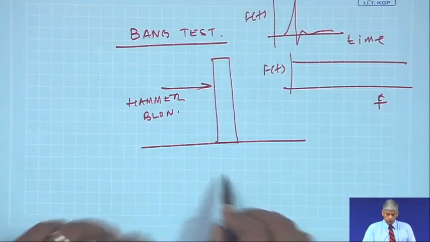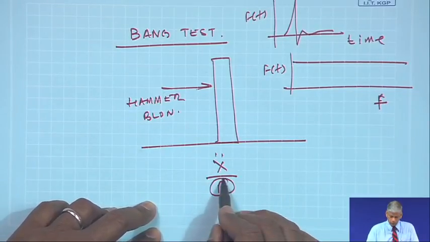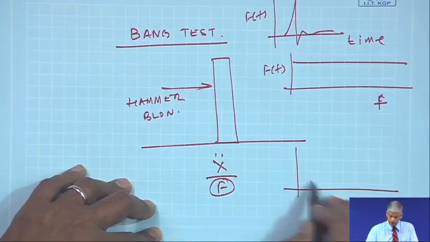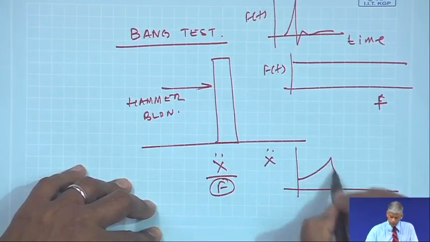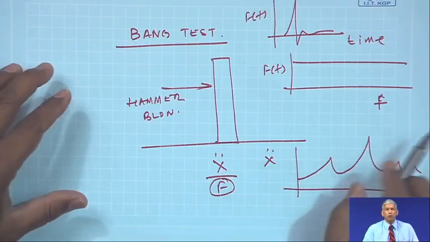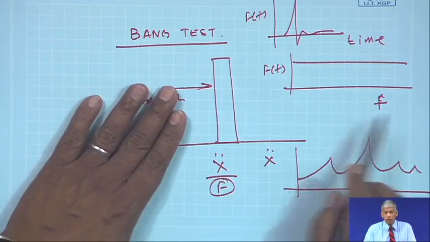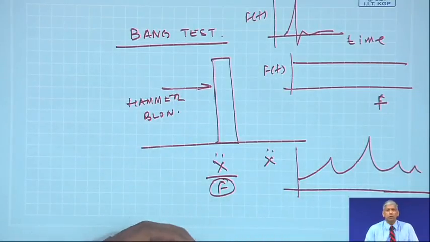So, if I am measuring x dot by f, and this happens to be a constant, then just by measuring x dot, I can find out the resonance. So, in the industry, they quickly use a bang test or a boom test to find out the resonance, where we do not require instrumentation to measure the forces.